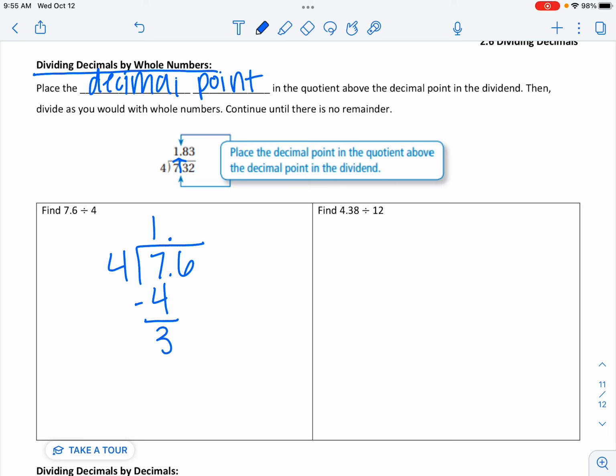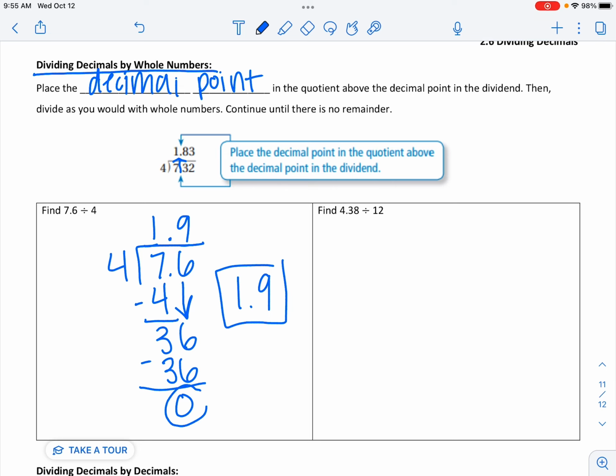7 minus 4 is 3. Bring down your 6. 4 goes into 36 9 times, so our 9 is going to go above our 6. 9 times 4 is 36, and you subtract them and you get 0. So we're done because our spots are filled on the top. So our answer is 1.9. On the homework, you are going to keep going until you get a 0 as your remainder at the end.